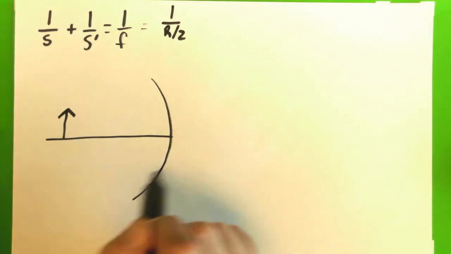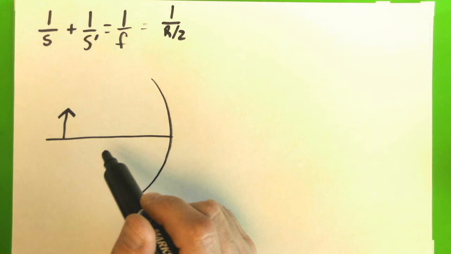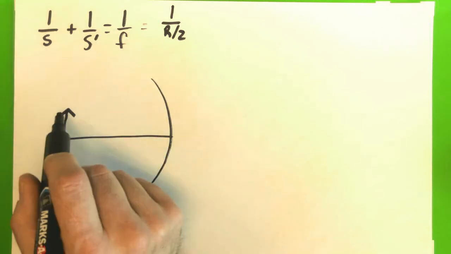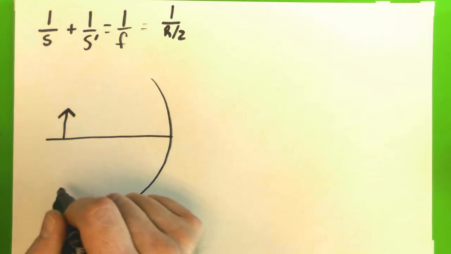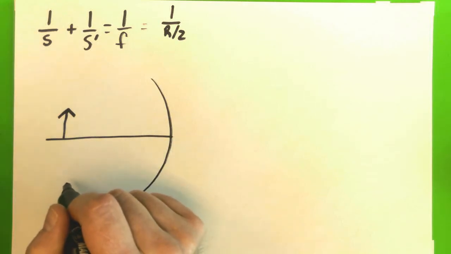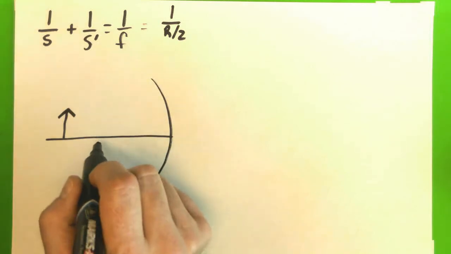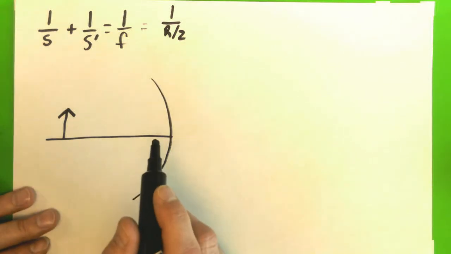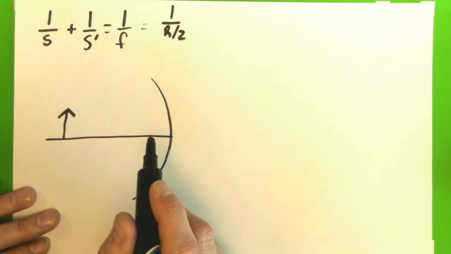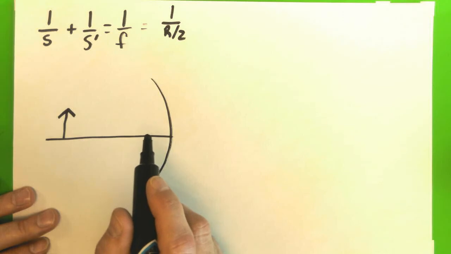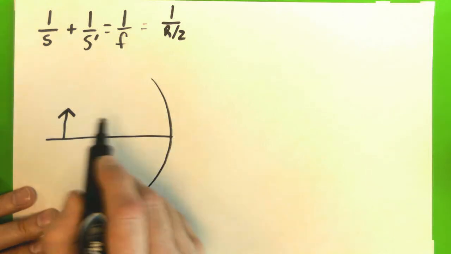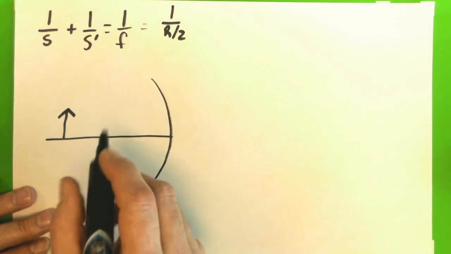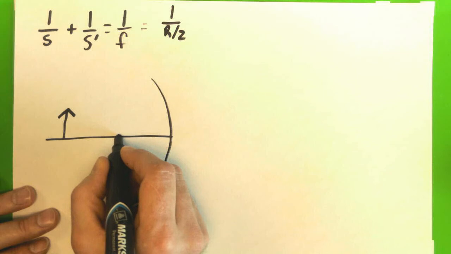Okay, so what we're going to do right now is focus on how to determine signs here, and then how to draw and verify the positions we would get with this equation using ray tracing. We have the same rules that we had with ray tracing for a lens, just now everything's on this side and we only have one focal point. Let's assume that focal point's right here.